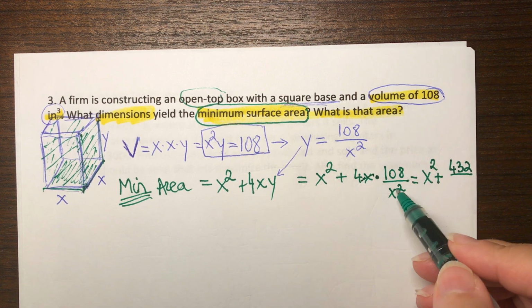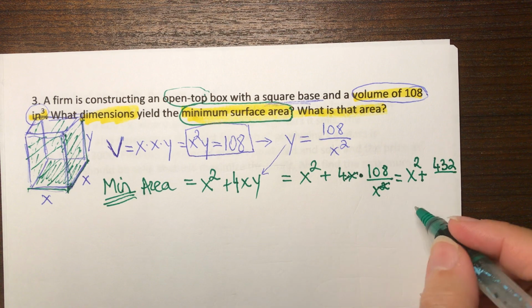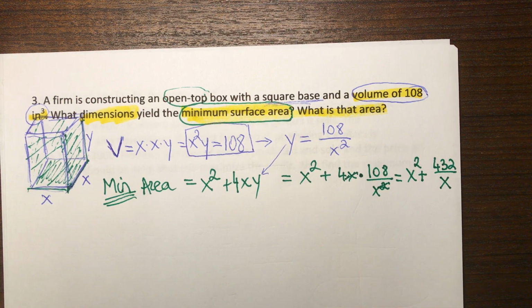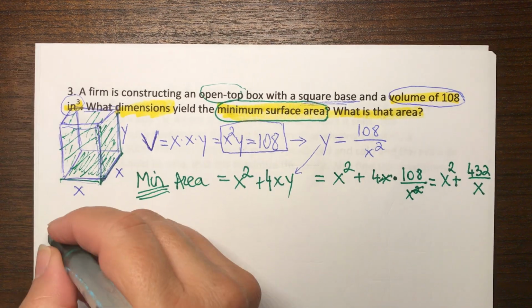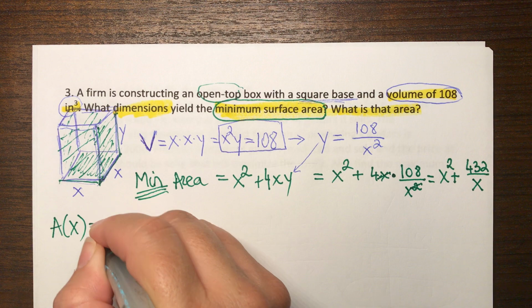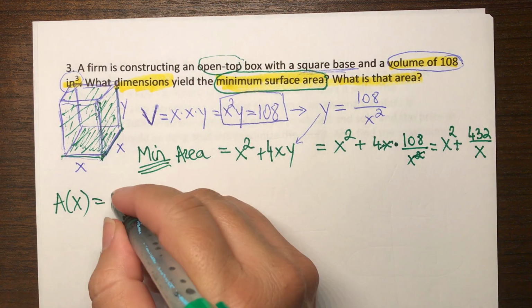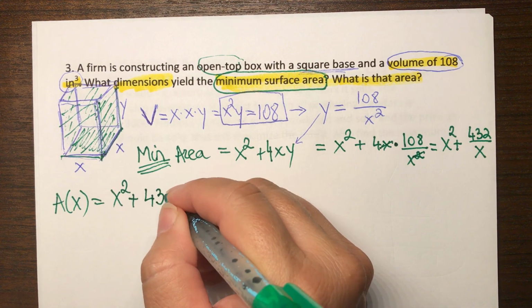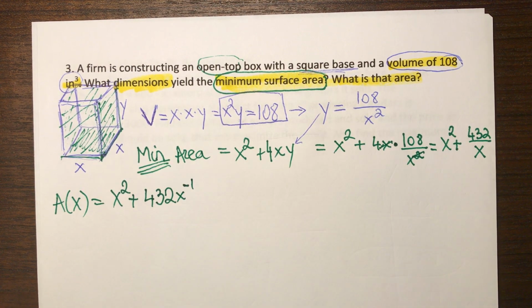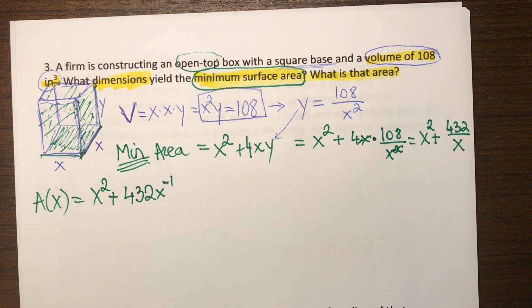And what's going to happen is one of the x's is going to cancel out. So it leaves me with an x on the bottom. Okay, all right, great. So now area is a function of x. I'll write it up for you one more time. It is x squared plus, by the way, I'm going to make that ready for derivative, so in other words, for taking its derivative. And instead of having that fraction, the 432 over x, I'm going to write it as a 432 and bring the x up on top with a negative exponent.